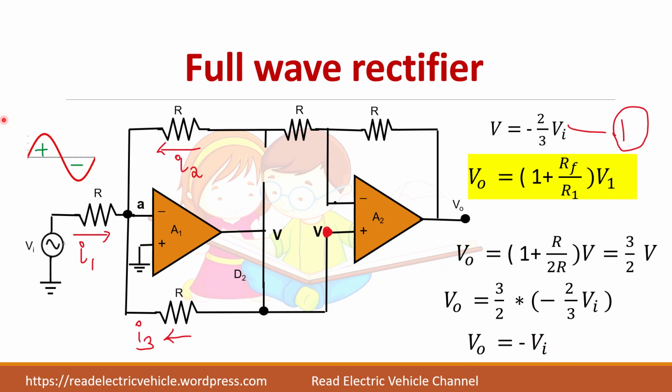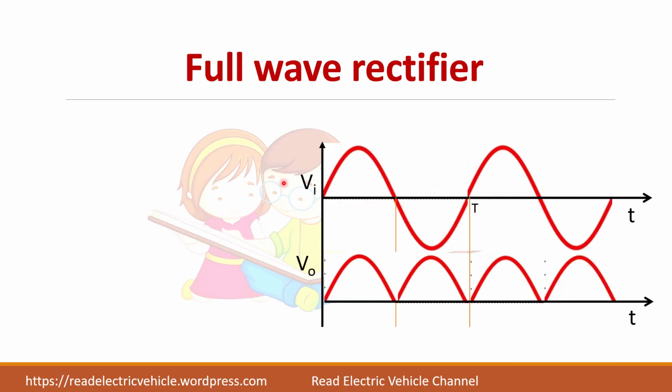What is Vi? We are talking about the negative half cycle, so Vi is already negative. So you will get a positive voltage. This is the output of a full wave rectifier. During both the half cycles, you will get the output voltage.